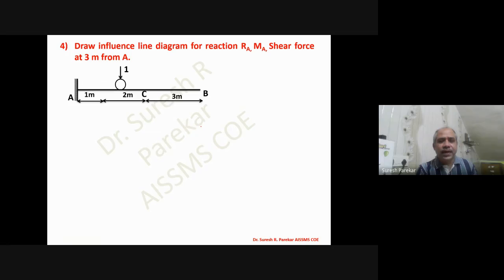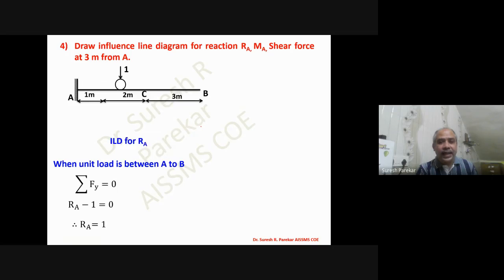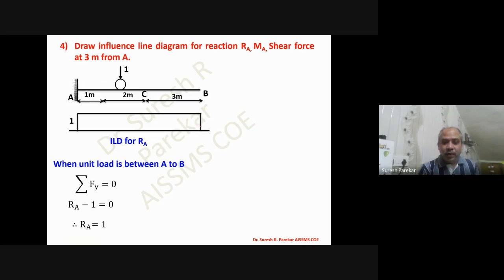Now you can see this, we will have to go for unit load, and then we have to plot this. So now in this, if we go for ILD for reaction at A, here we do not have any other reaction, so my value of RA is always equal to 1. So my ILD for reaction at A is simply value 1 throughout. So it will be a rectangle having value 1 throughout. So this is my ILD for RA, because RA is always going to take the unit load, where your unit load is moving from A to B.